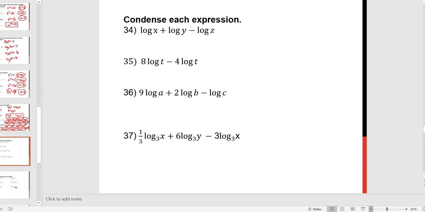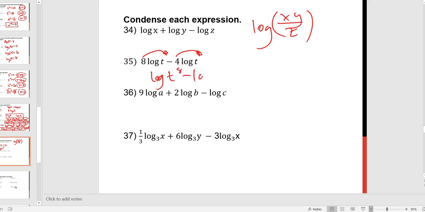Condensing, the 2 positives, they condense into 1 log. Positives are on top. The negatives divide on the bottom. This one, before we can condense it, we have to bring these up. So log of t to the 8th minus log of t to the 4th. Now they can condense into a single log, t to the 8th on the top, t to the 4th on the bottom. Well, that's interesting.